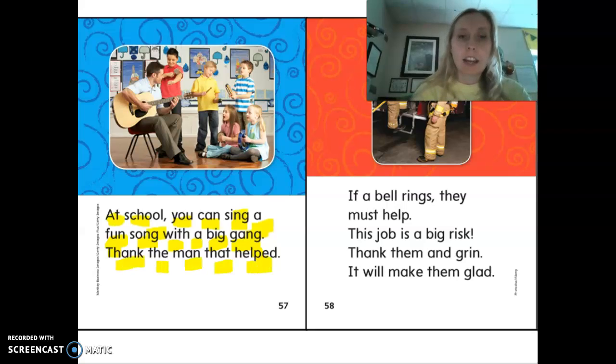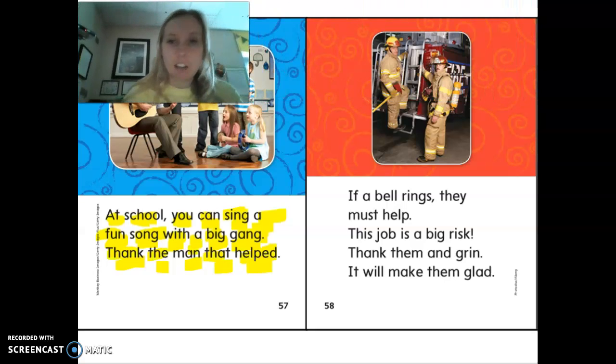Together. At school, you can sing a fun song with a big gang. Thank the man that helped.